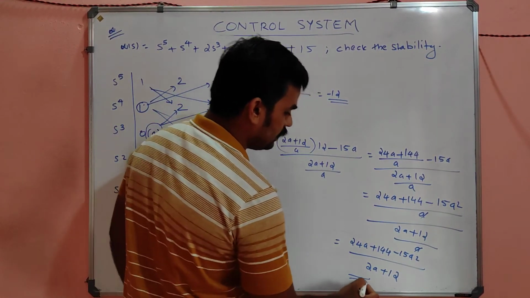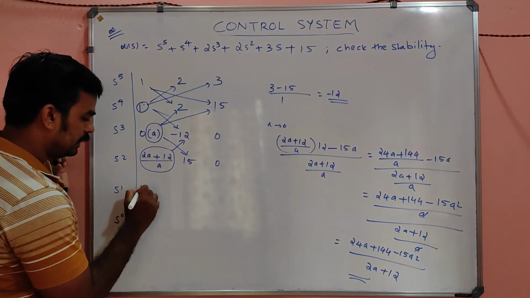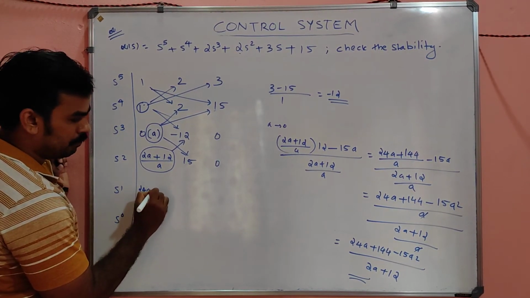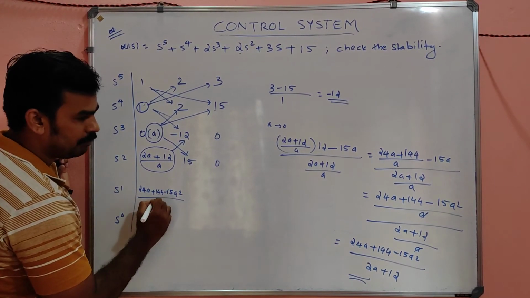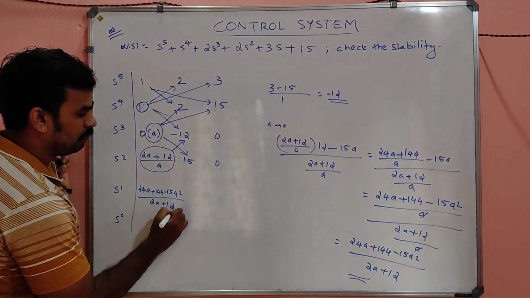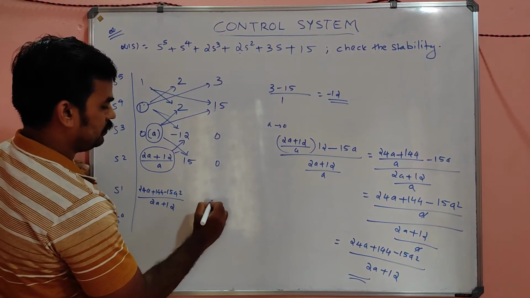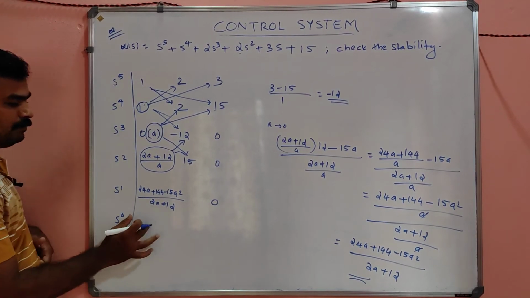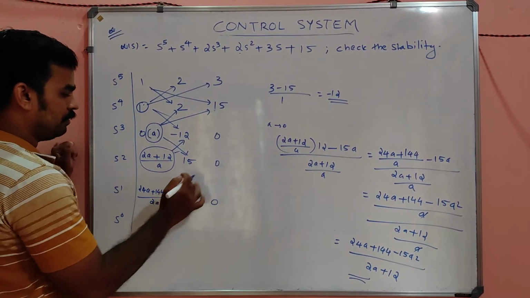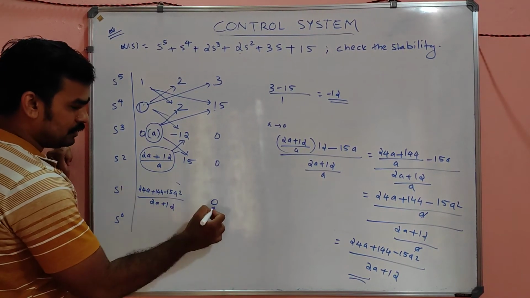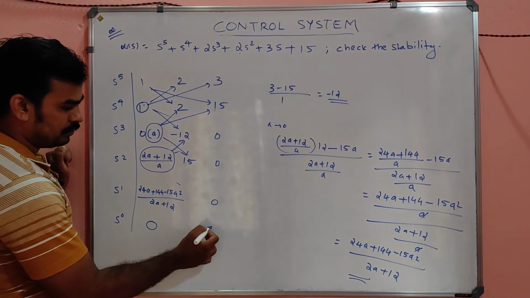So can I write this? 24A plus 144 minus 15A square, whole divided by 2A plus 12. And the next element will be what? 0, right? 0. And what will be this element here again? This into 0 minus this into 0 divided by this. So it will be 0.